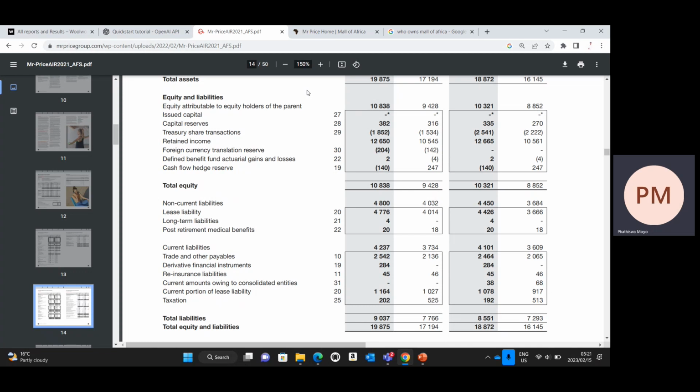Talk for another time. Okay, so I'm looking at the financial statement for Mr. Price for the year ending 2021. It's under non-current liabilities. They have something called a lease liability. How does Mr. Price have something called lease liability?